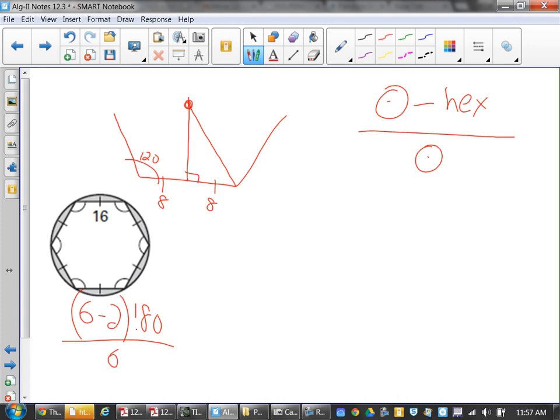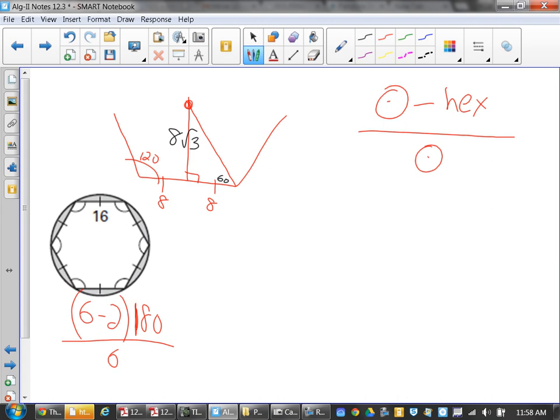Why am I doing the 6 minus 2? To find the sum of the interior angles of a polygon, it's always n minus 2 times 180. That's the rule. So you get the 120 for the base angle, cut it in half, you get a 60, which means you have a 30, 60, 90 triangle. What's your apothem? It's 8 root 3.